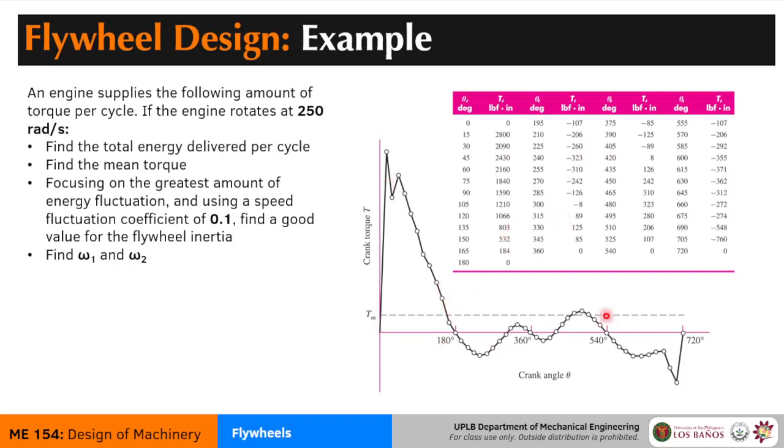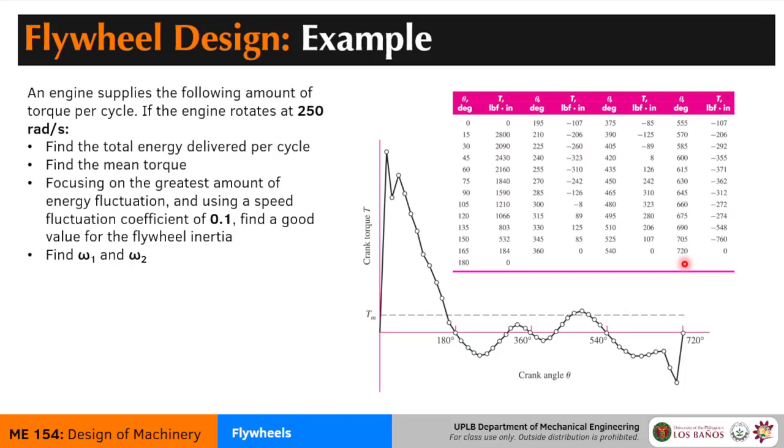Now, here we have two quantities also given. We have the graph and the numerical or tabular expression of this entire graph. Take note, it is split into two columns. We have theta in degrees and torque in pound force inch. And it just repeats from 0 to 720 degrees.